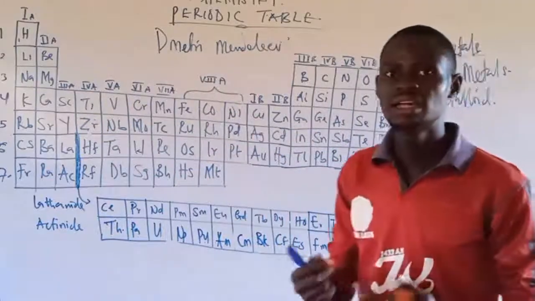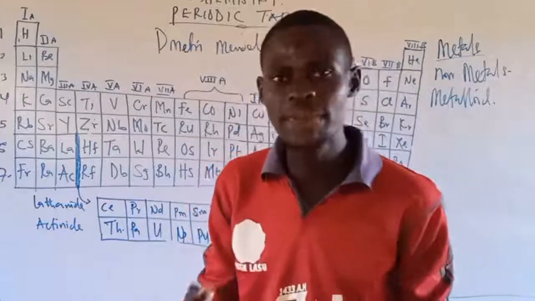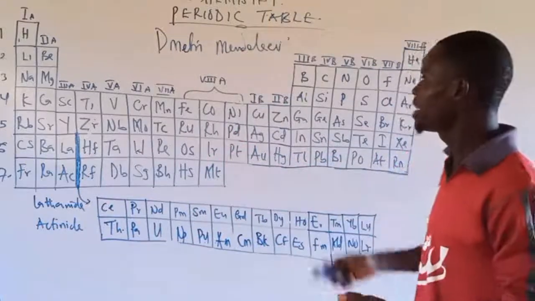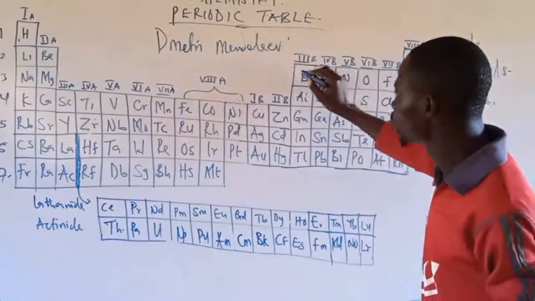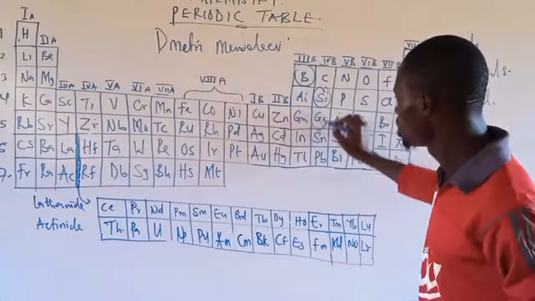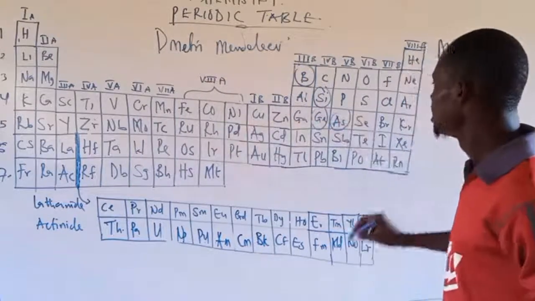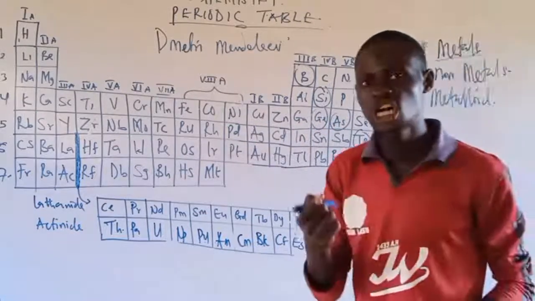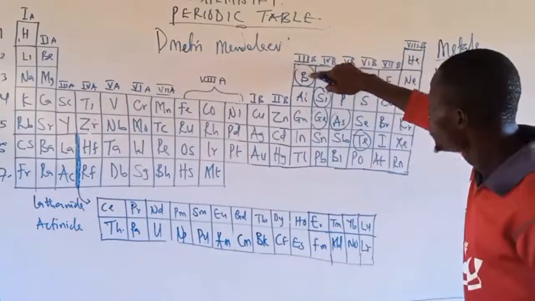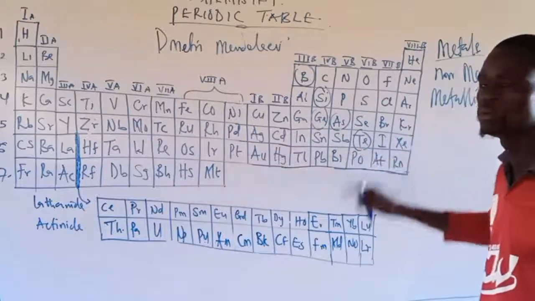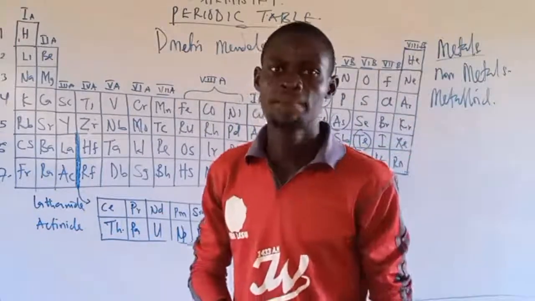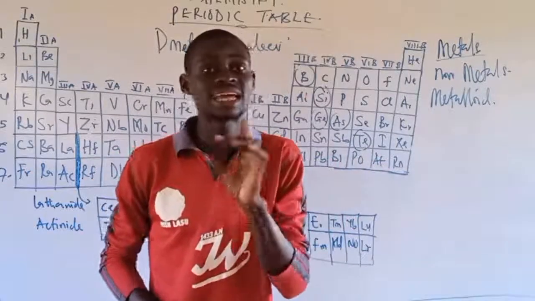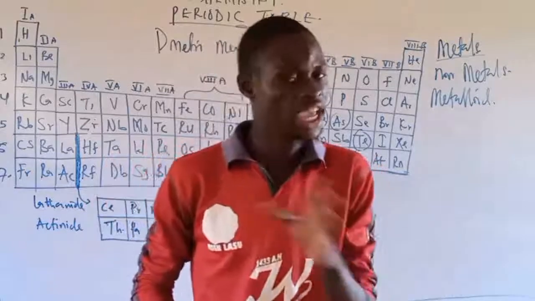Now, majorly, the B elements are non-metals. But not all the B elements that are there are non-metals. The B elements that are non-metals, with the exception of boron, silicon, germanium, arsenic, and tellurium, are not metals. These elements are otherwise known as what? Metalloids. Metalloids are elements that have the characteristics of a metal and also a non-metal.